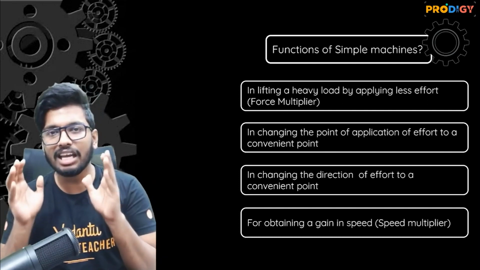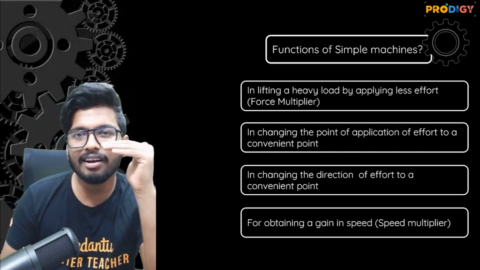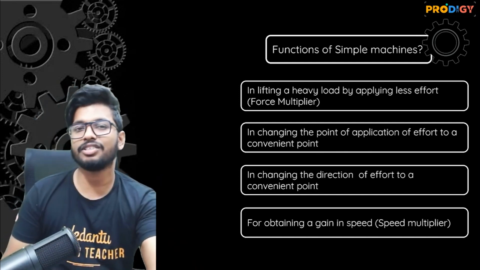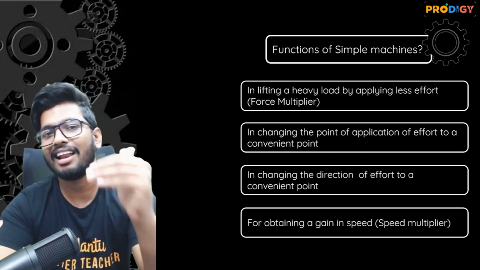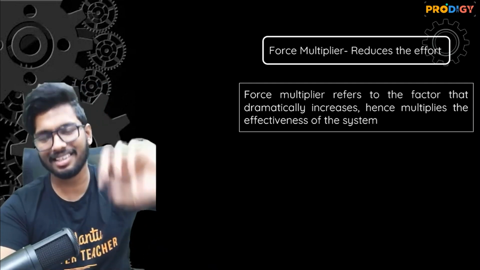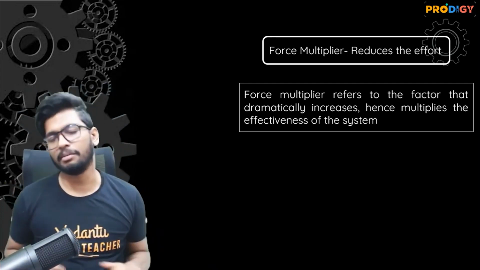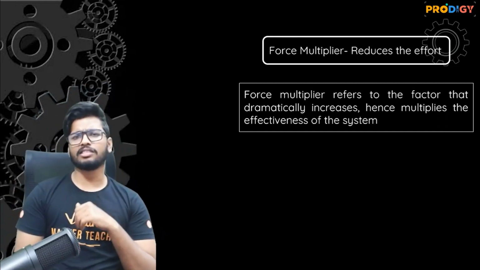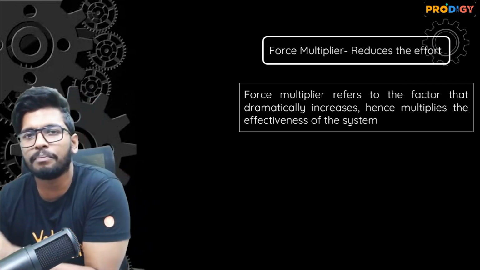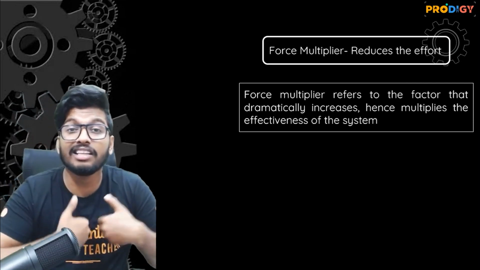So the machines that we use are designed in such a way that they are able to accomplish at least one of these functions, which makes our life a little bit more easier. I'm not saying that it makes our life super easy, but yes, it makes our life a little bit easier. So yes, guys, let's talk about the force multiplier first. Now, the thing about a force multiplier is that it reduces the effort. So a force multiplier refers to a machine that decreases the kind of effort that we put in.